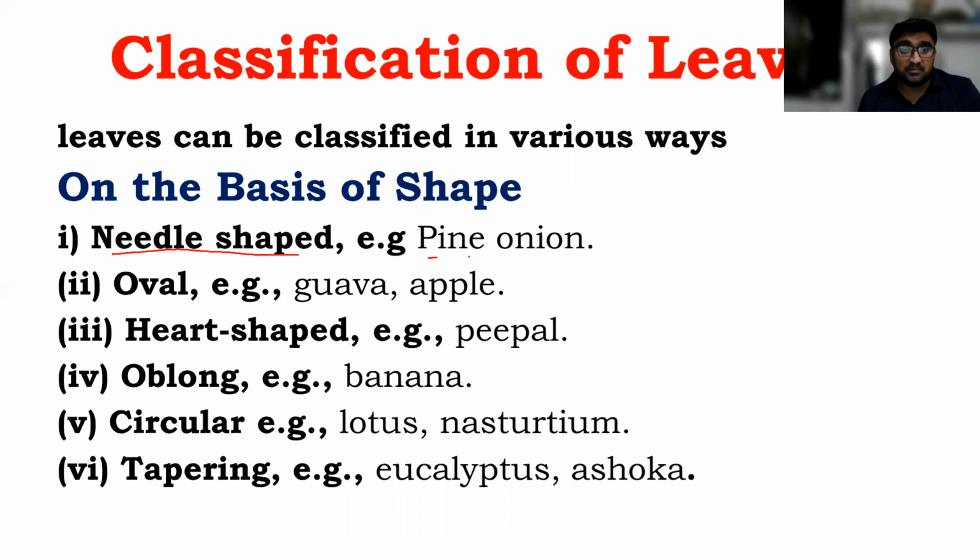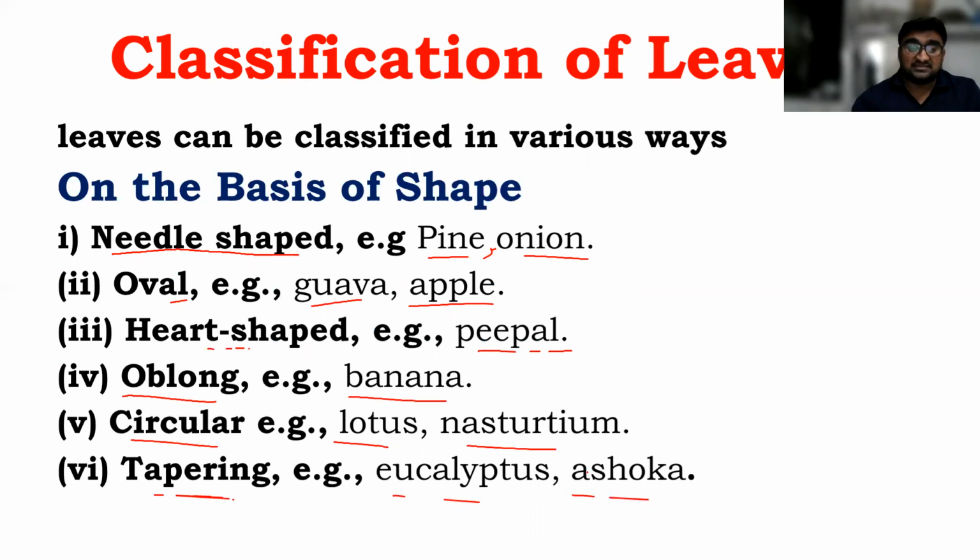For example, in the case of pine or onion. Then oval shape leaves, for example in guava or apple plants, the oval shape leaves are present. The heart shape leaves, it is well known to all that the peepal plant bears heart shape leaves. The oblong shape leaves are present in banana plants. Circular shape leaves are those which have a circular shape. Such leaves are present in lotus and nasturtium. And tapering leaves are present in eucalyptus or Ashoka plants.